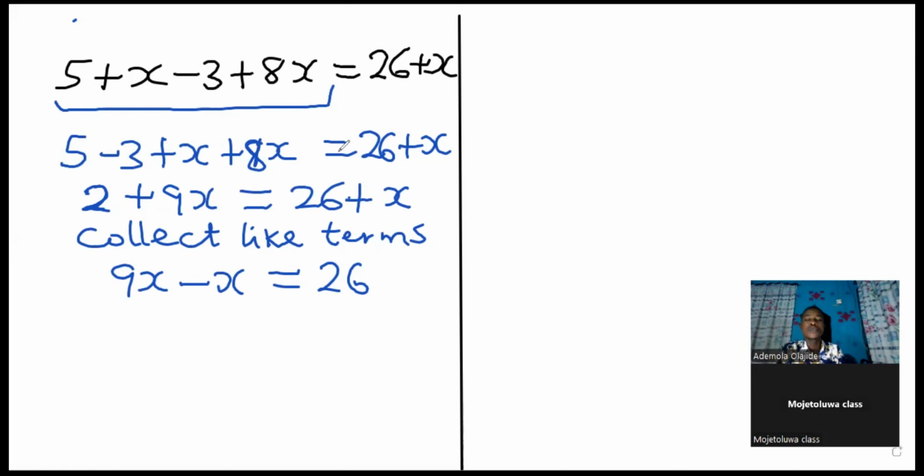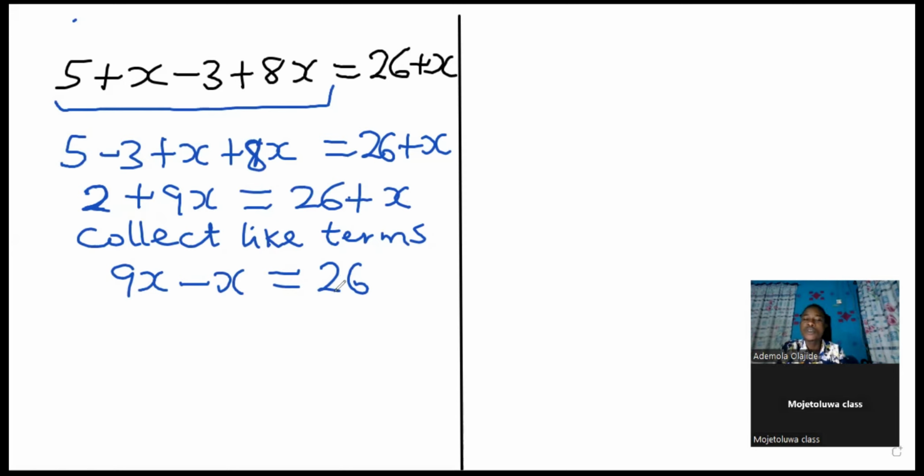Since to the right, we have equals to 26 plus x. Now from this level, we collect like terms, because you can't add 2 and 9x, they are not like terms. You can't add 26 and x, they are not like terms. If you want to collect like terms, to the left, we have 9x. You now move this x to go and join 9x to the left. So you have 9x minus x. You now say equals to the right, we have 26 there already.